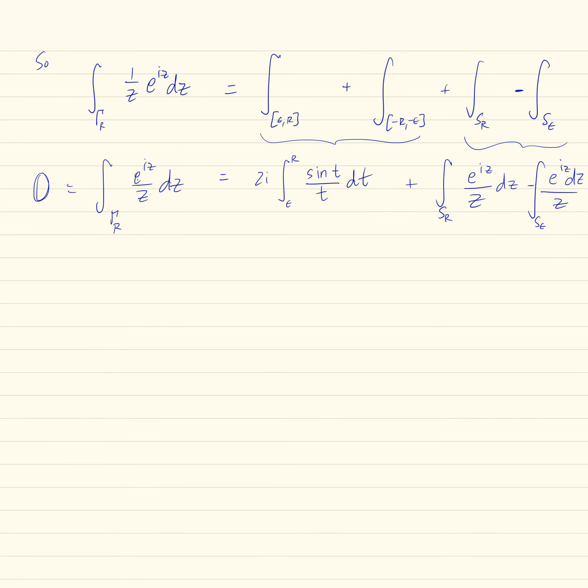So this is good for us because this means that 2i times the integral from epsilon to r of sine t over t dt is equal to the integral over s epsilon of e to the iz over z dz minus the integral over s r of e to the iz over z dz. Okay. So let's see, what do we have here?